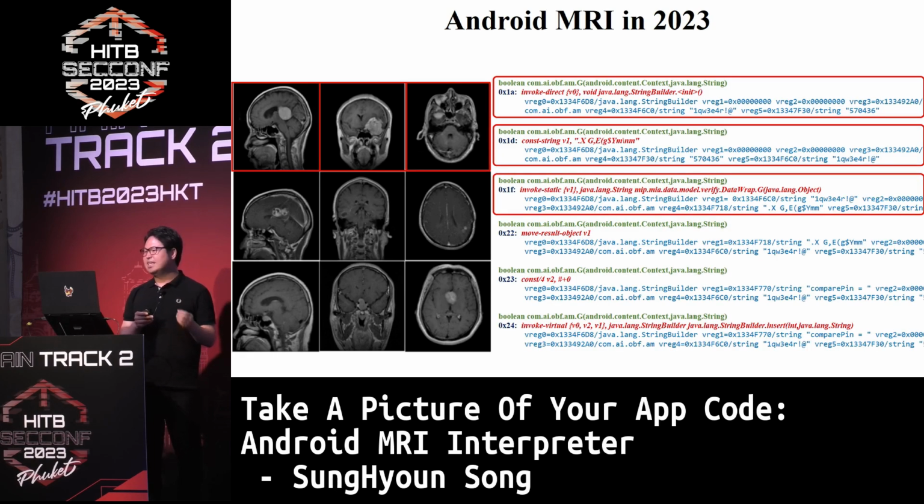These images include all necessary information such as function name, program counter, Dalvik instruction, and the register value. And just as a doctor searches for a tumor in an MRI snapshot, we can also search for credentials in the register values output by Android MRI.